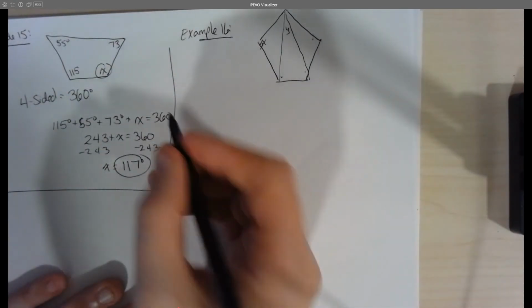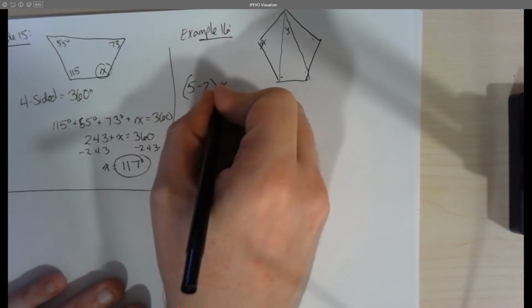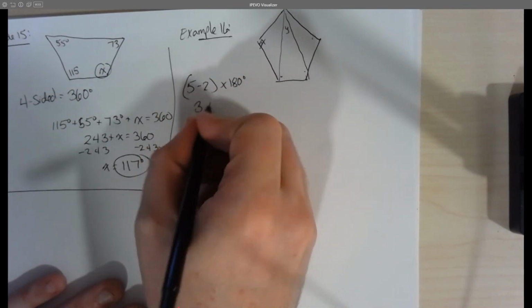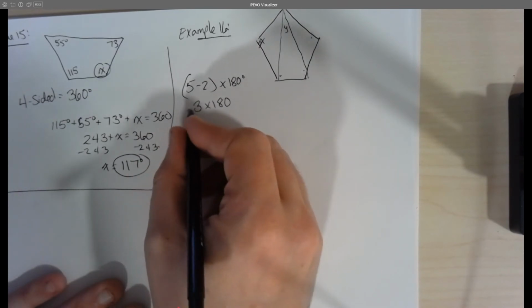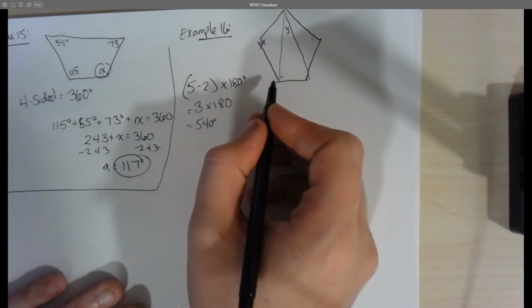So to figure out the sum of interior angles, it's a five-sided shape minus 2 times 180. That's our formula for the sum of interior angles. So 3 times 180, which is 540 degrees. Okay, so that's the sum of all the interior angles.